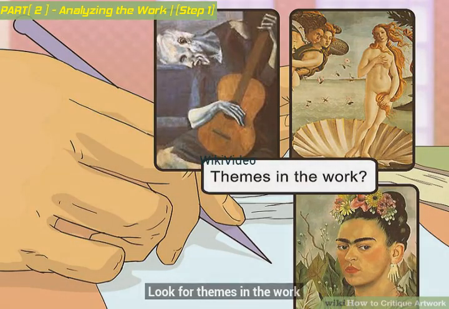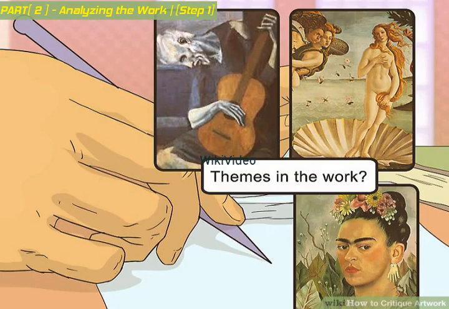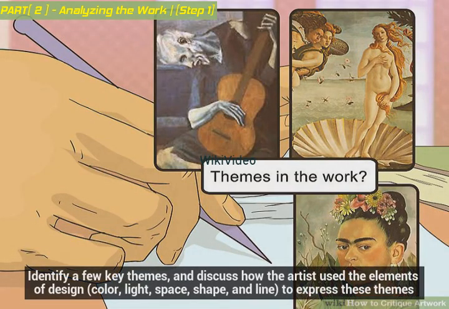Look for themes in the work. Identify a few key themes, and discuss how the artist used the elements of design, color, light, space, shape, and line to express these themes.